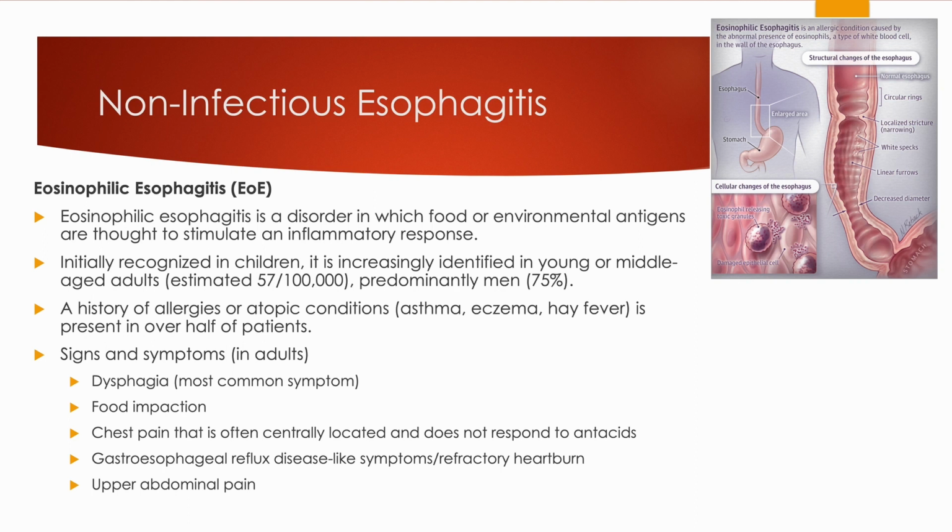Usually these patients have a history of atopy. So they have asthma, eczema, hay fever, allergies. And these patients tend to present with dysphagia, as well as food impactions, chest pain, and GERD-like symptoms. And some of them that I've seen in the GI clinic present with this vague upper abdominal pain, and it's related to what they eat. So this patient would tell me, I don't know, every time I eat avocado, I get this really severe abdominal pain in the upper area. And so you have to put the pieces together historically.